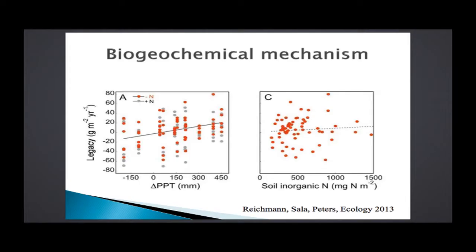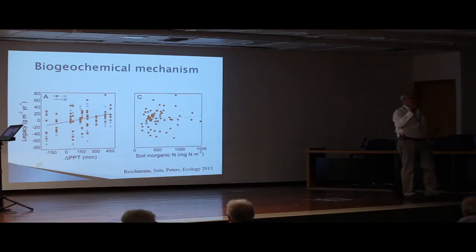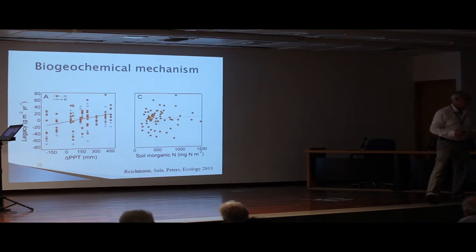Now we go to the biogeochemical mechanism. This is a repeat, to refresh you: this is the relation between the difference in precipitation between the current year and previous year, and this is the magnitude of the legacy. And this is the relationship between soil inorganic nitrogen and the magnitude of the legacy. No effect. So far, the hypothesis of the structural mechanism is being supported, and the biogeochemical mechanism seems to be rejected.